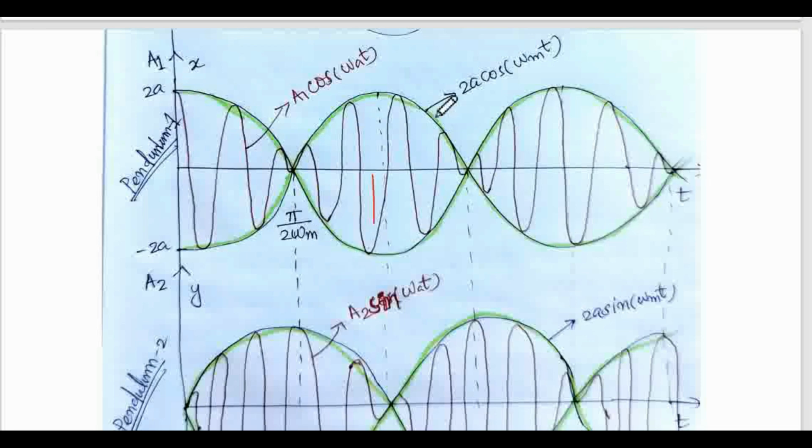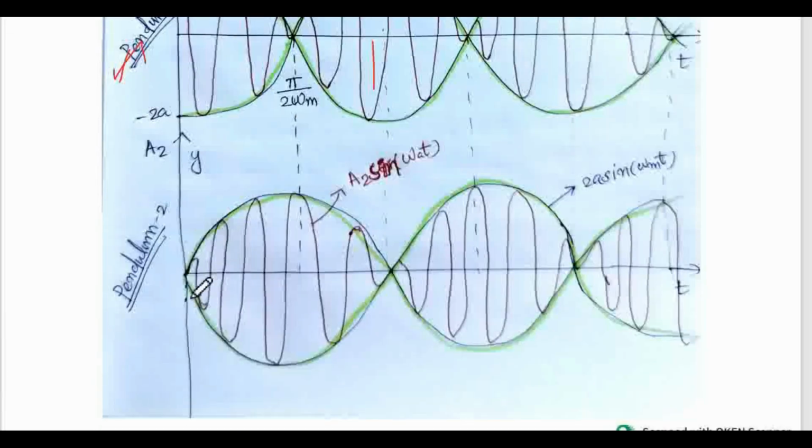Okay, so this system is for the total x, that means the displacement in the first pendulum. You don't see that part, you see only this envelope, the bigger envelope. This kind of system you can see in group velocity. So this envelope has the equation of 2a cos omega_m t. This is for the first pendulum, and this is for the second pendulum.